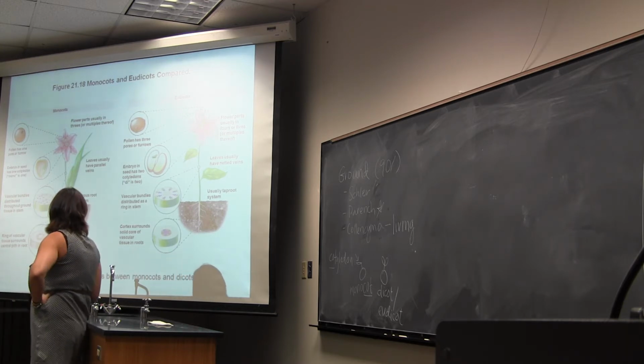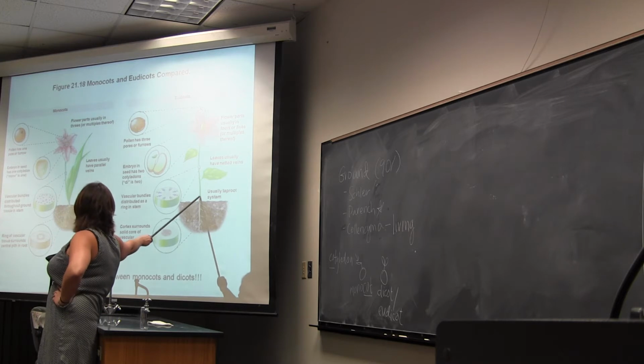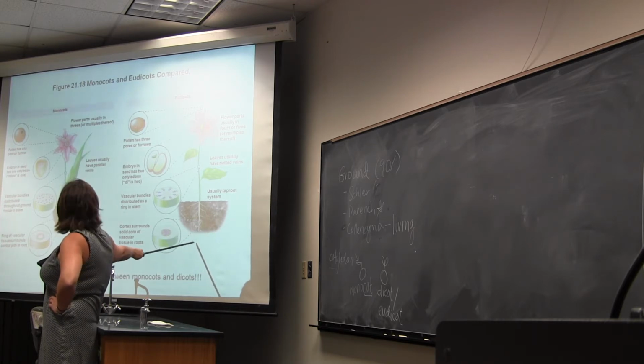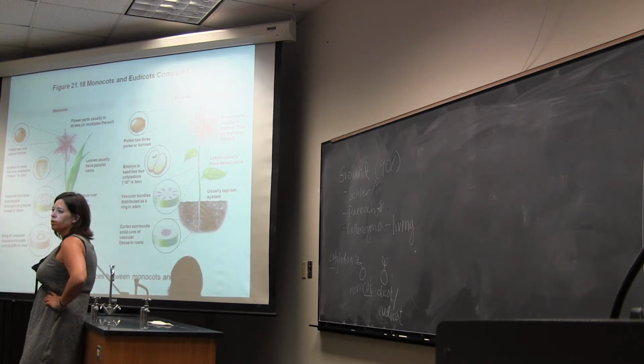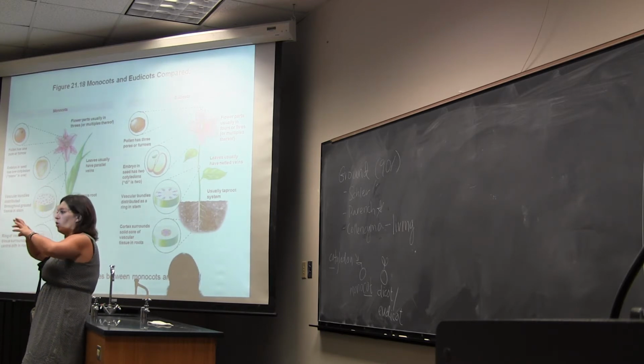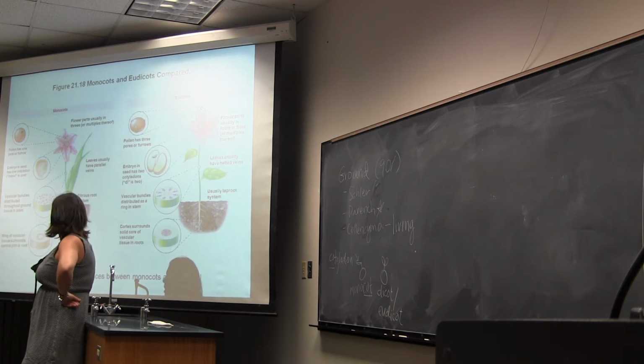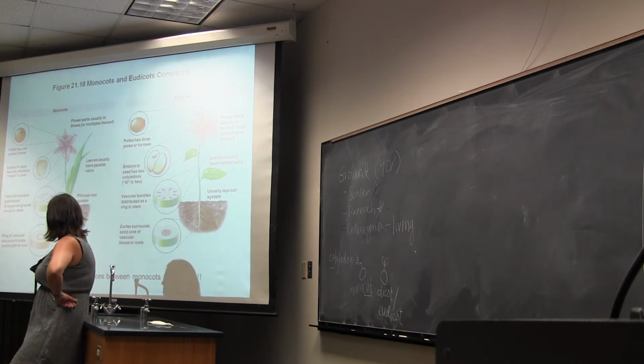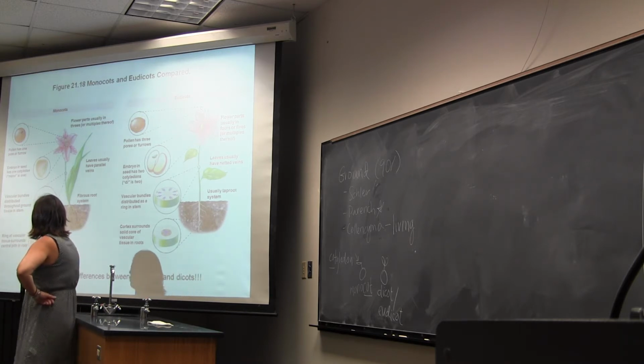We already introduced this notion of a taproot. So it's this one large main root, and then you've got all these little side branches coming off. So that's a taproot. The other type of root is called a fibrous root system. And it's fibrous because it's fibrous. So all the roots are equal sized and spreading out and helping to absorb all the water and nutrients from the soil. And so the monocots are going to have this fibrous root, whereas the dicots are going to have this taproot. And then also, we already discussed the vascular bundles.